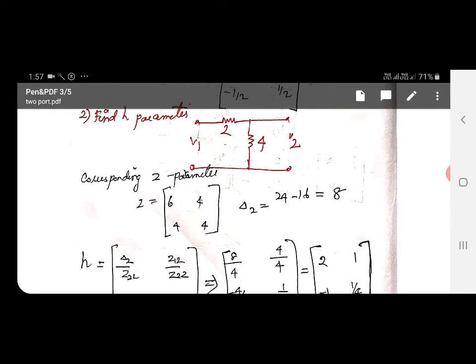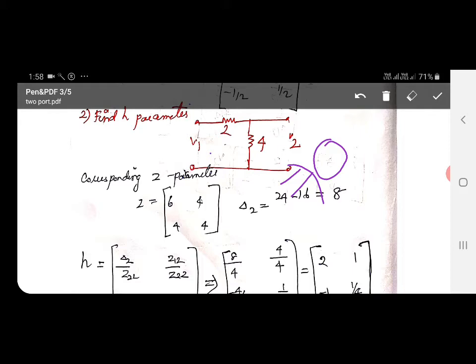It will be clear by seeing another H parameter network. See the question. Find the H parameter for the given resistor network, which has only two resistor values, and there are no other resistor values in the output part. So we consider the output part as nothing, which is equal to 0.